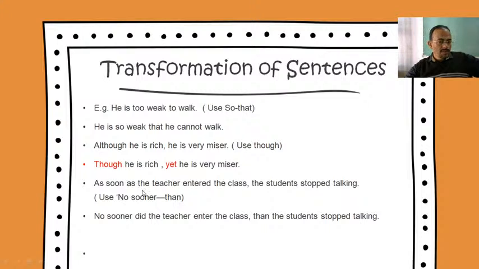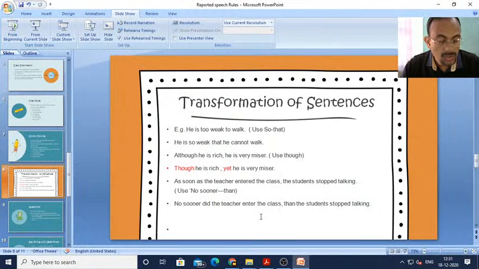But if it is simple present, like as soon as the teacher enters the class, the students stop talking, you'll write no sooner does the teacher enter. Here it will be does if it is simple present, but if it is simple past like entered, it should be did here. And the second part should be than. So please do remember these patterns because they come under the transformation of sentence category.